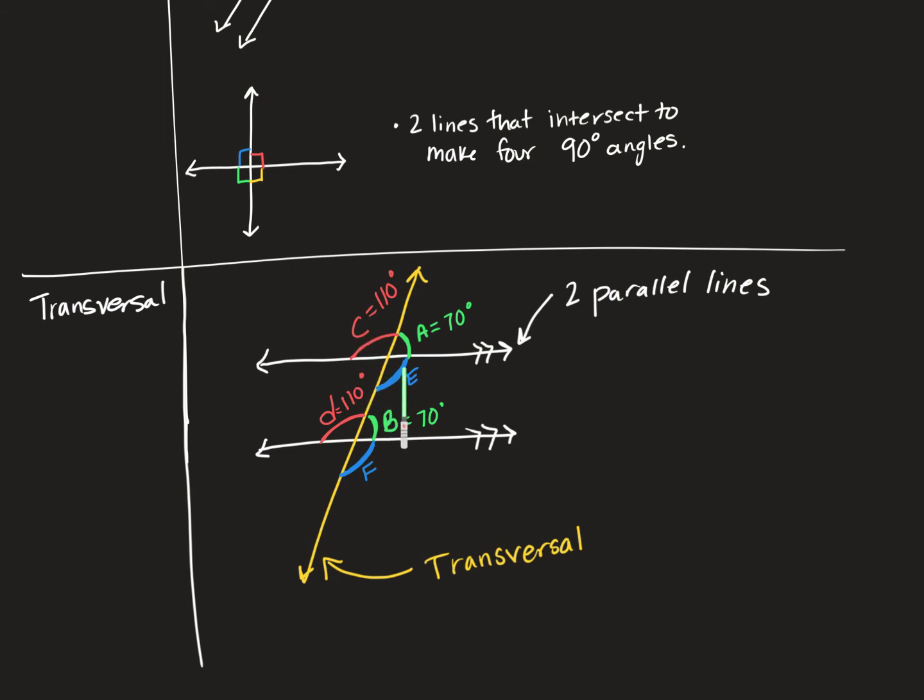So if they're vertical angles, what is the measure of angle E? Can somebody tell me in the chat? What is the measure of angle E if it's vertical to angle C? Thank you. Yes, it's equal to 110 degrees.